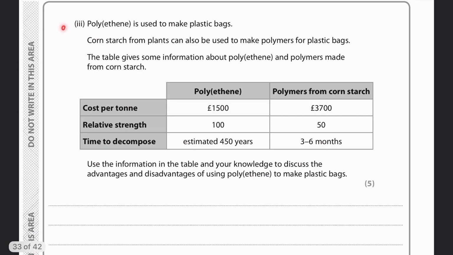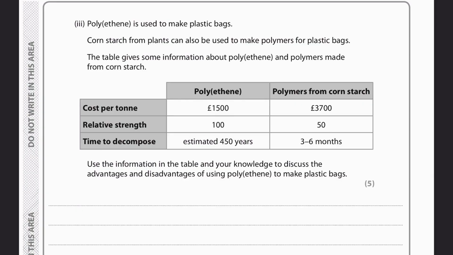Okay, part 3. Polyethylene is used to make plastic bags. Cornstarch from plants can also be used to make polymers for plastic bags. The table gives some information about polyethylene and polymers made from cornstarch. And here's the information. So these are 2 different types of materials, and then how much they cost, and their strength, and then the time it takes for them to decompose.